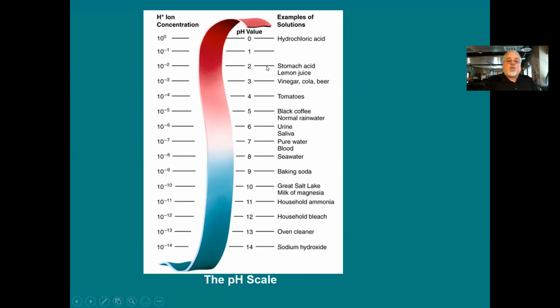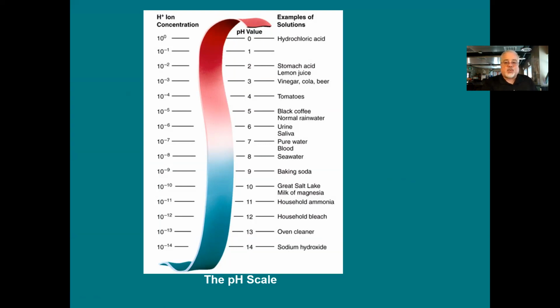What else is in that general range? Lemon juice is very acidic. A little less acidic, a little higher number, around 3 or so. You have vinegar, cola, beer, 3 point something, maybe up to 4. Tomatoes are 4, 4.4, 4.5. Coffee, normal rainwater. Rainwater, isn't rainwater pure and neutral? No, rainwater is actually a little bit acidic.